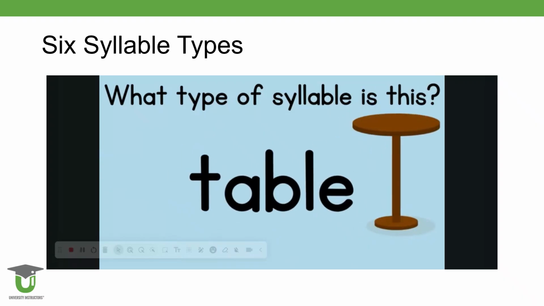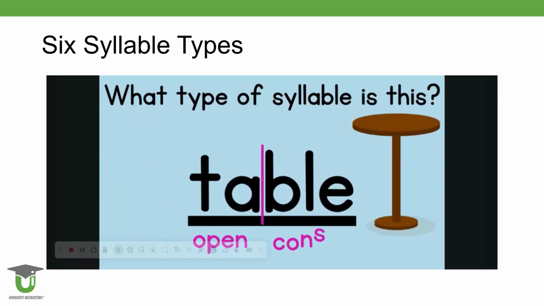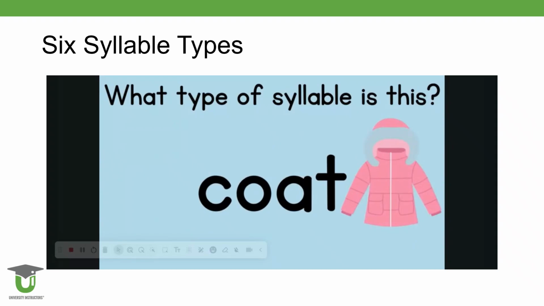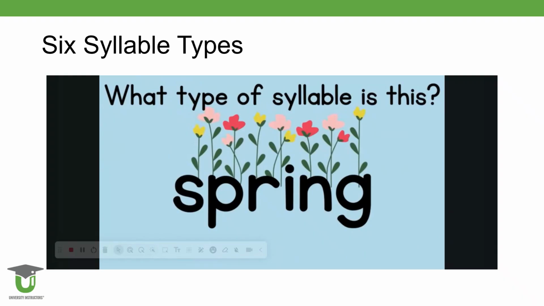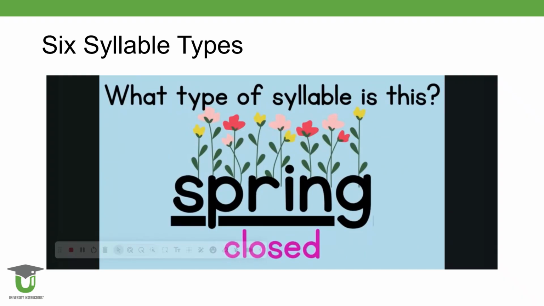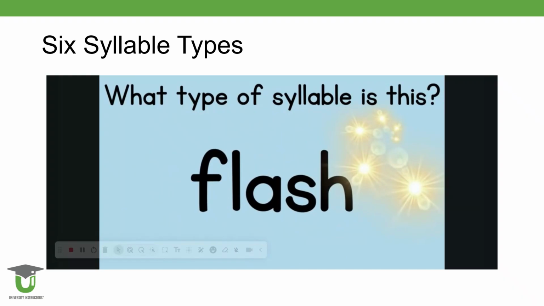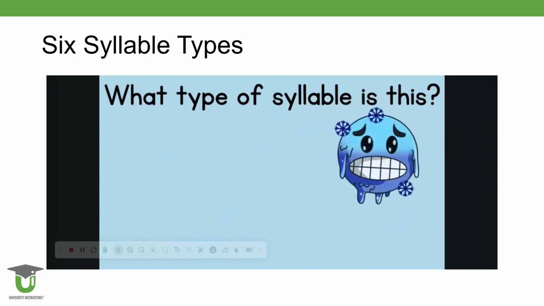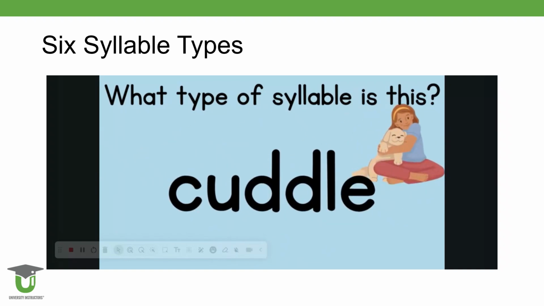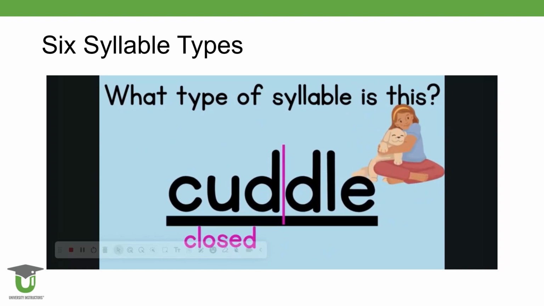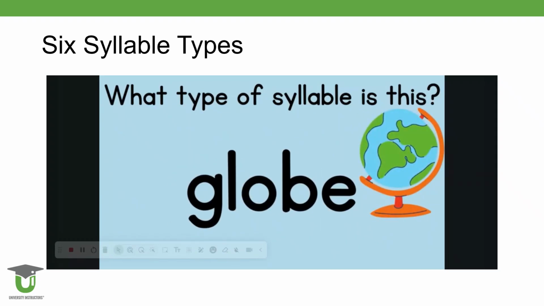Table. Open and consonant LE. The T is open. The BLE is consonant LE. Coat. Vowel team. Spring. Closed. Flash. Closed. Froze. Magic E. Cuddle. Closed and consonant LE. Globe. Magic E.